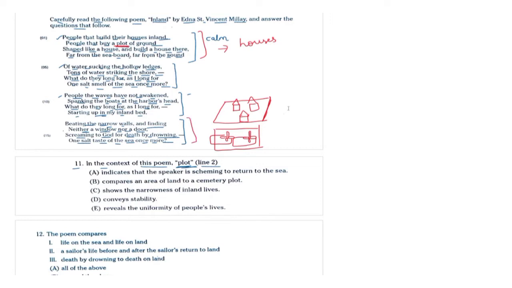This last stanza refers to neither a window nor a door. This fourth stanza is referring to neither a window nor a door, and it is basically referring to death by drowning. So we can say that choice B is your correct answer. Option number B is your correct answer. Now let's move over to the second question.